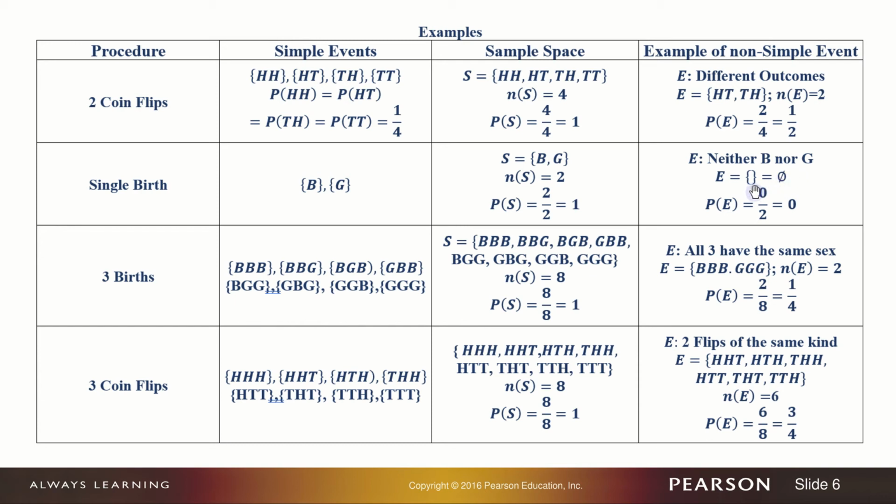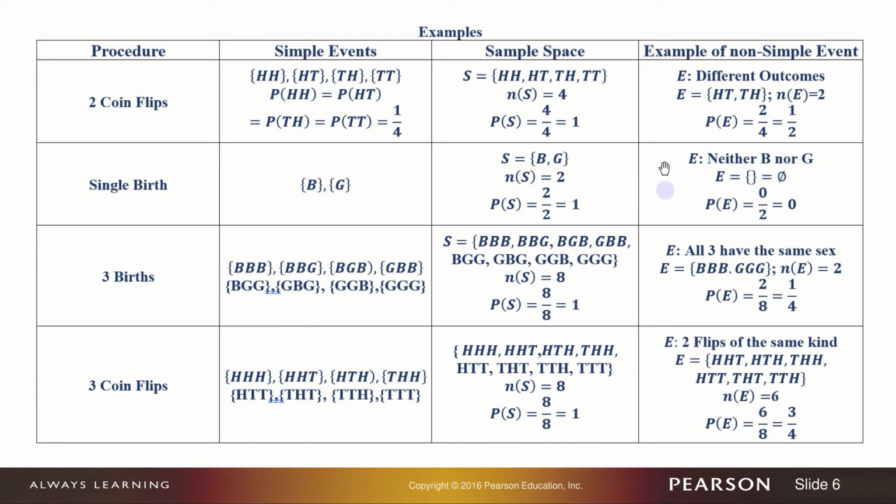You can use this notation where you put two braces with nothing inside, or you can use the null set notation right there. So the probability of E is 0/2, which is 0. Of course, remember, the probability of S itself is considered to be 1. S itself, in other words, is a non-simple event.